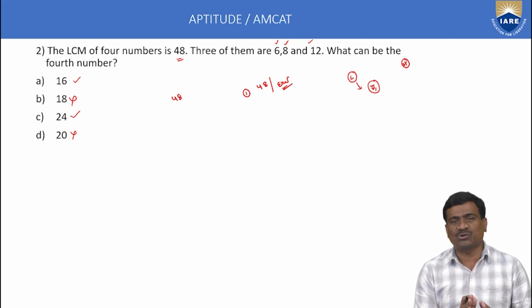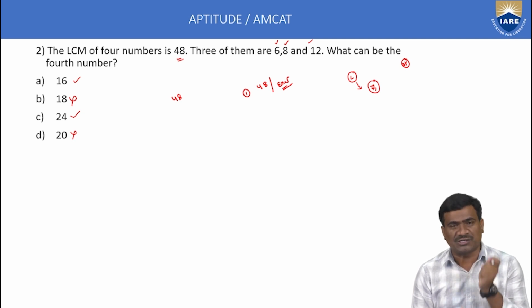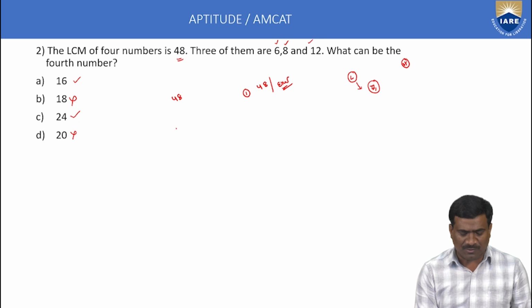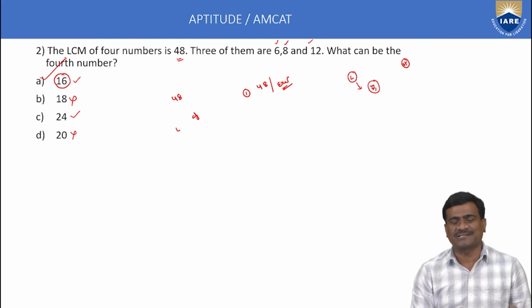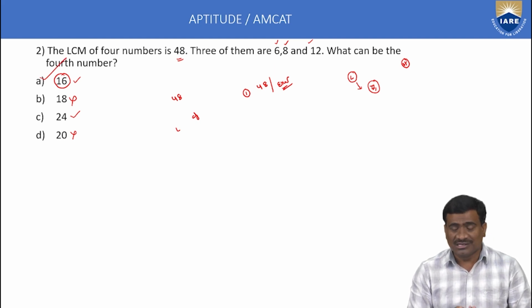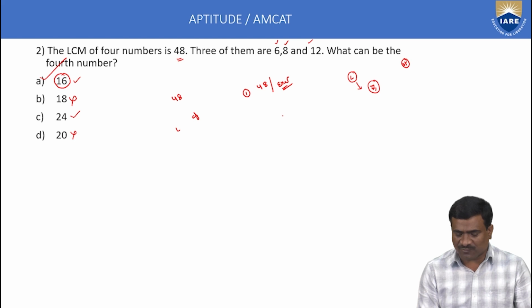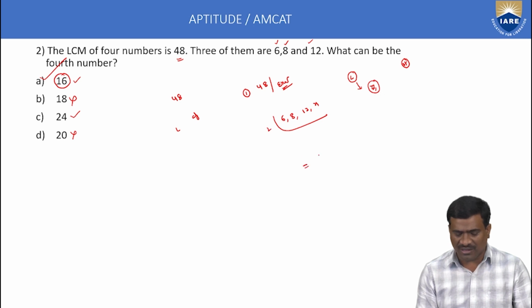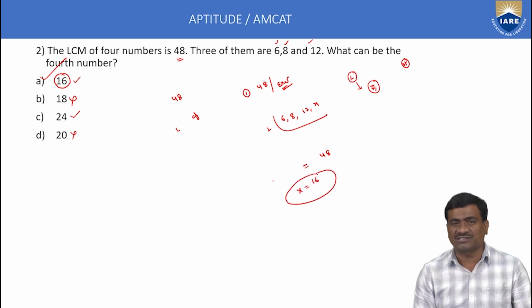But if we calculate, this problem belongs to LCM. Find the least number, so the least number is 16. Option A is the only correct answer. This is the method. Second method: suppose the fourth number is x, assume that number is x. Here, calculate the LCM; the number is equal to 48. In this equation, calculate x; x is equal to 16.